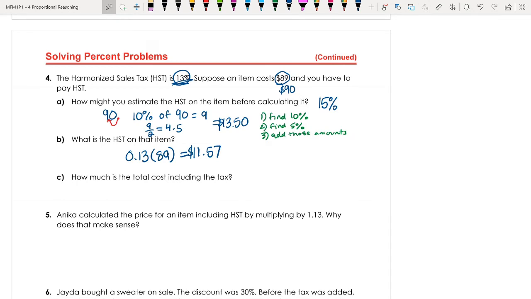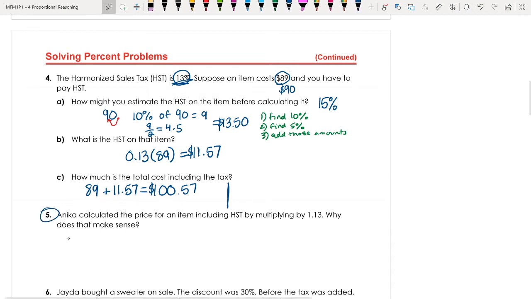And then how much is the total cost including the tax? And there's two ways that you've been already taught how to do this. The first way is to take the $89 and add the $11.57. And this is going to give you the total cost, which is $100.57.